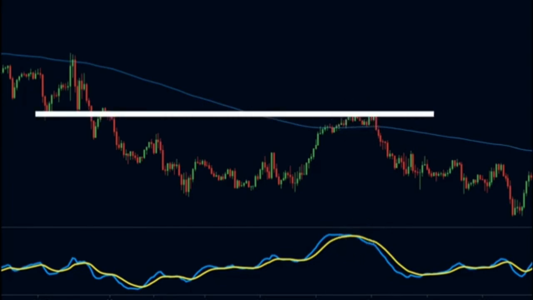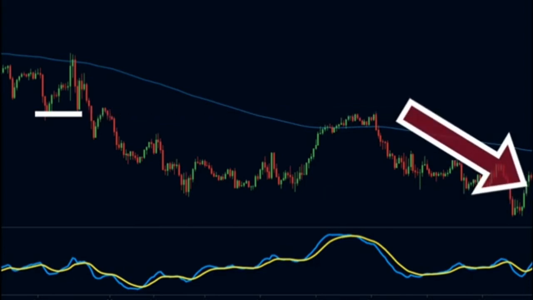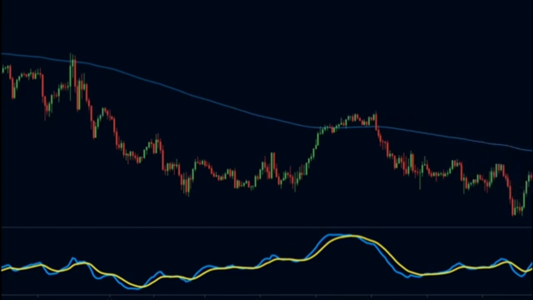We can keep our stop loss above the resistance level here, and we can keep our targets at 2:1 risk to reward ratio. As we can see, the price quickly reversed after our entry, and we made good profits.